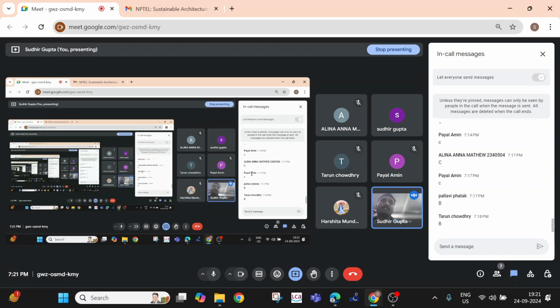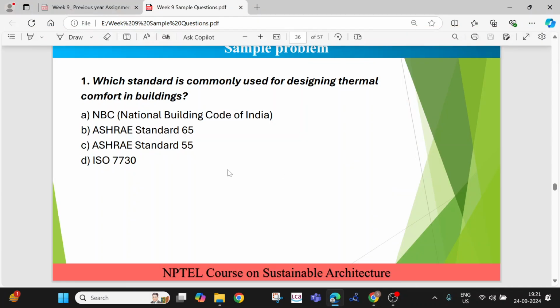It is well mentioned that the ASHRAE standard 55 is commonly used as a benchmark for designing thermal comfort in building interiors. It specifies the required thermal conditions for human occupancy, and that is globally accepted as standard. So option C is the right answer, ASHRAE 55.